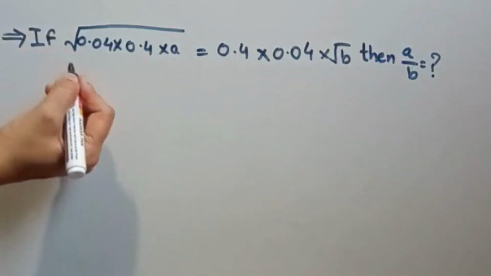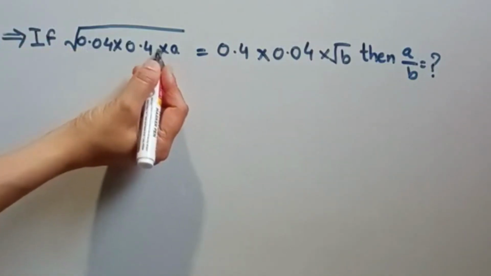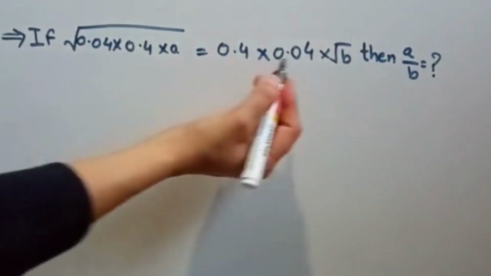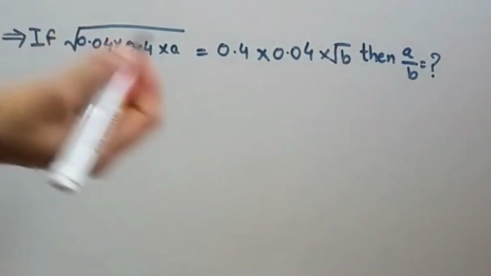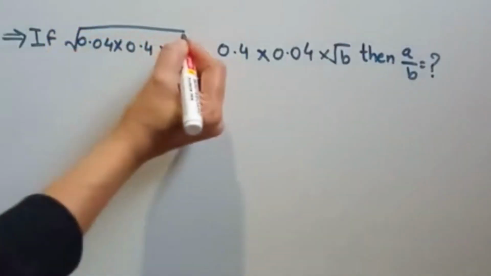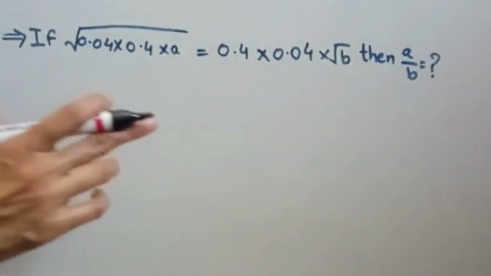Today we'll simplify this: root of 0.04 into 0.4, multiplied with a, is equal to 0.4 into 0.04 into root b. Then we have to find the value of a by b. See, the root sign is given here. This is under the root sign, so we'll take the square on both sides.